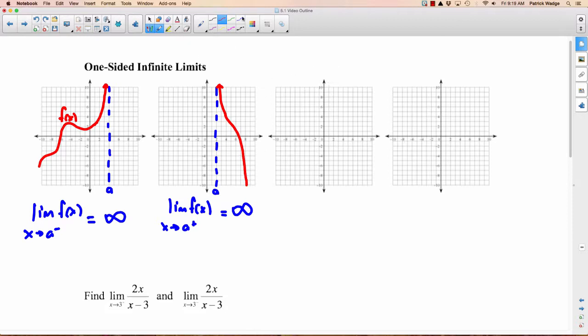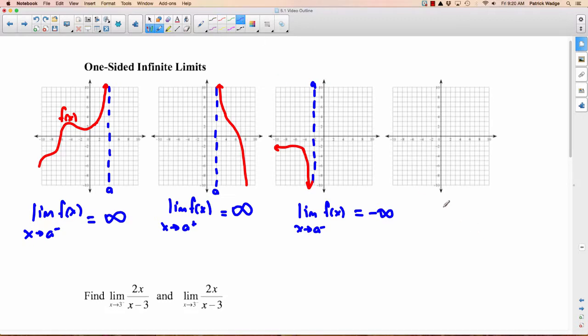Okay, let's do the third possibility, which is the limit of f of x as x approaches a from the left-hand side equals, what's going to be different this time? It's not going to be infinity, it's going to be negative infinity. So pick a spot for your vertical asymptote. I'll pick here. This is my a. As I'm approaching it from the left-hand side, it's going to go not up to infinity, but down to negative infinity, like this. The rest of the graph really doesn't matter. The part that matters is close to the asymptote.